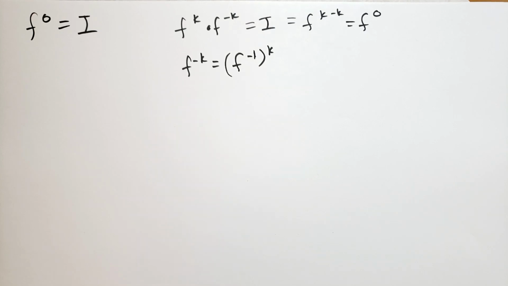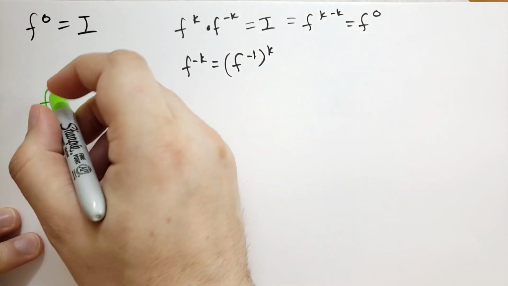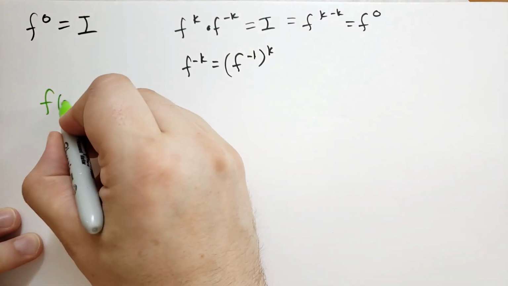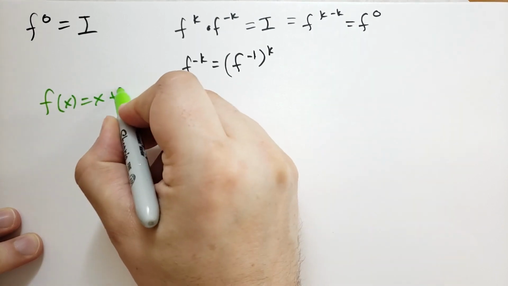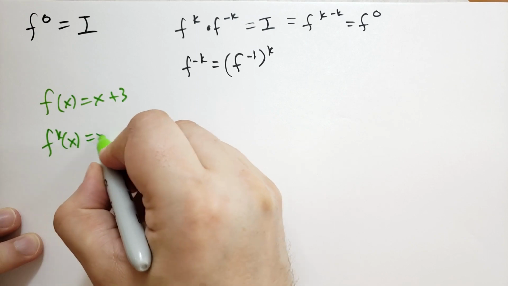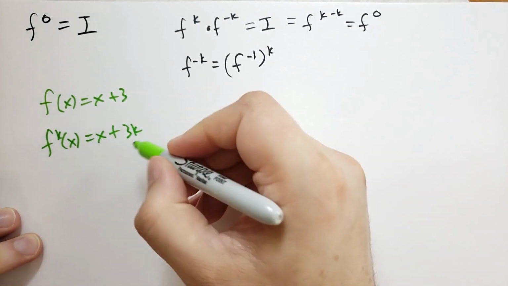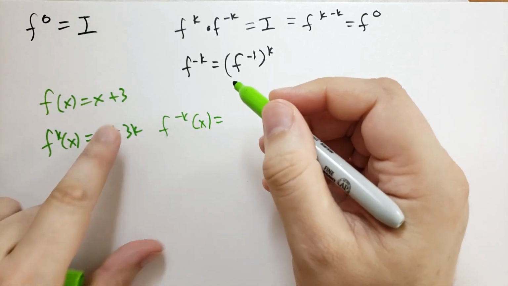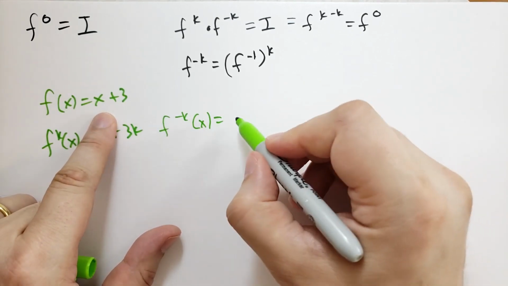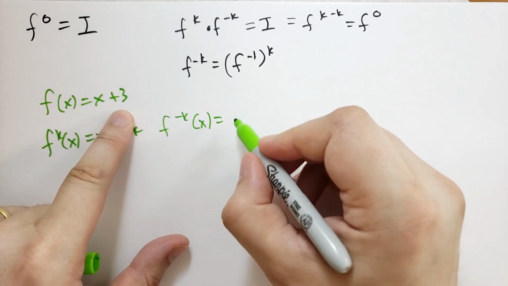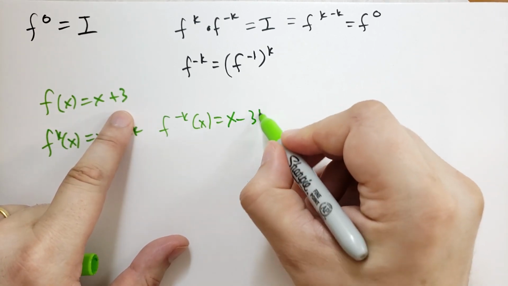Example: let f be the function mapping real numbers to real numbers, such that f of x is defined to be x plus 3. So f to the k of x is x plus 3k. We've already seen that. What about f to the minus k of x? Well, f to the minus 1 would invert this, so the function that we plug into x that would invert this would be x minus 3. So this is going to be x minus 3k.